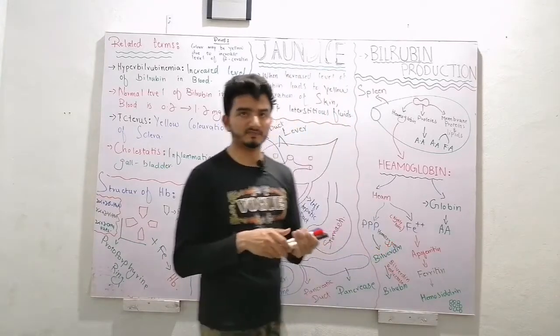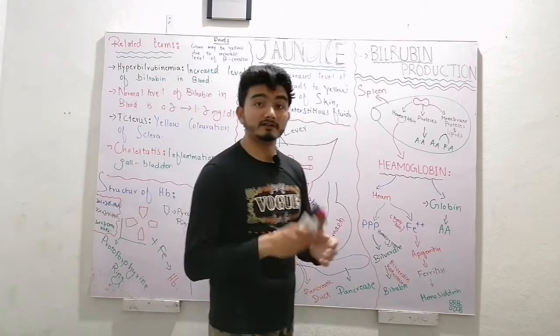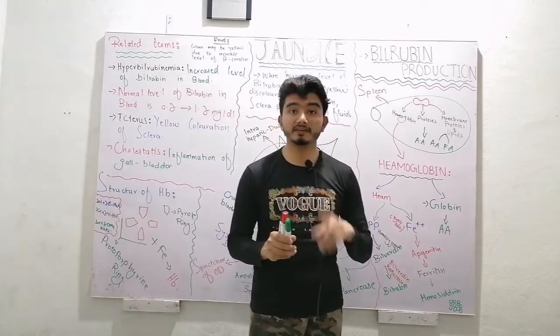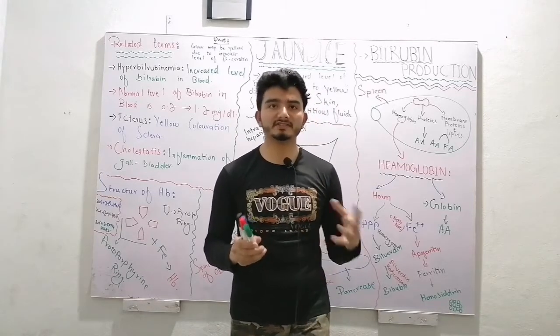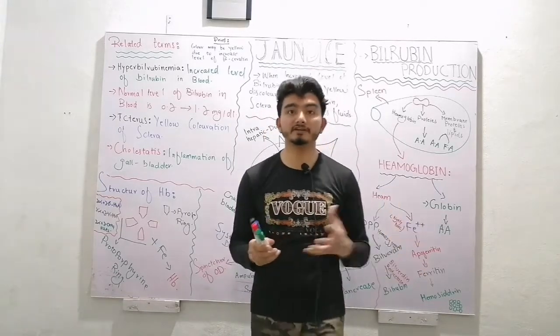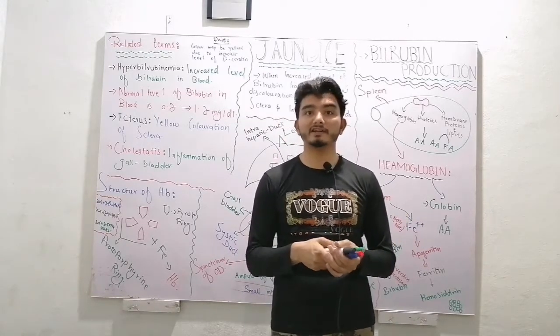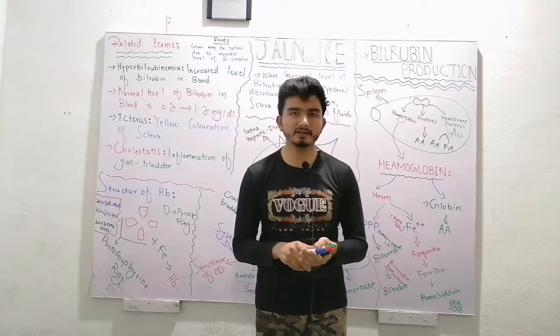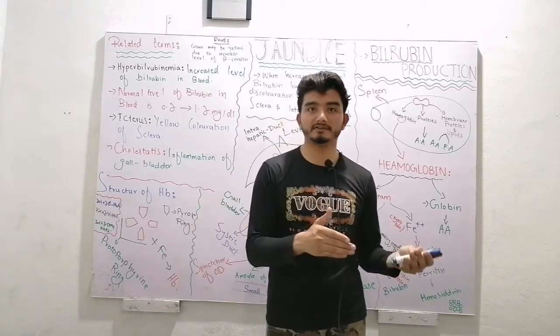And you know icterus, the yellow coloration of the sclera. This is possible with beta carotene. Beta carotene is a special type of pigment which is present in vegetables. For example, it is present in the carrot. So the yellow coloration of the sclera can occur with beta carotene. So don't be confused between icterus and jaundice.